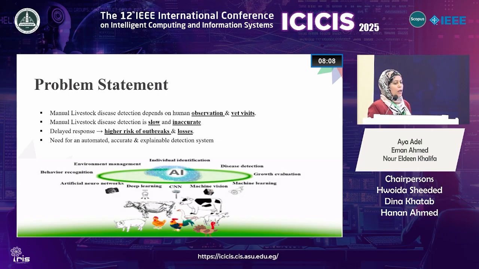Problem statement. We know manual livestock disease detection depends on human observation and vet visits, and it may be inaccurate and very slow. This delay causes higher risks of outbreaks and many losses. So we need to build an automated, accurate, explainable system.